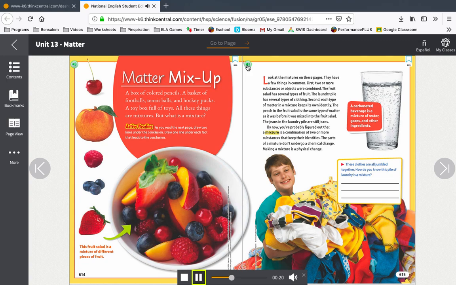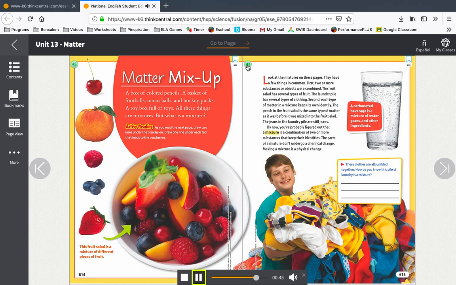The peach in the fruit salad is the same type of matter as it was before it was mixed into the fruit salad. The jeans in the laundry pile are still jeans. By now, you've probably figured out that a mixture is a combination of 2 or more substances that keep their identities. The parts of a mixture don't undergo a chemical change. Making a mixture is a physical change.